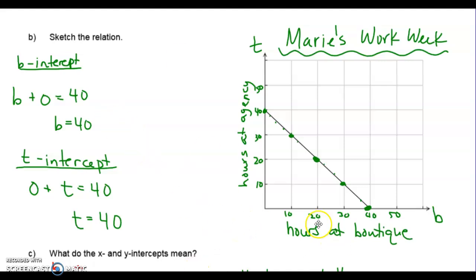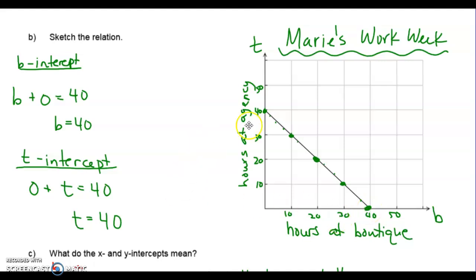So I need to choose an appropriate interval. Since my intercepts are 40, I'm definitely not going to go up by ones, so I've chosen to go up by tens on both axes. So I mark 40 for my B-intercept, mark 40 for my T-intercept, and I connect. Notice I didn't put arrows on these lines. We've talked about this before. I can't go into negative hours worked. It doesn't make any sense. So my line actually starts and stops here.